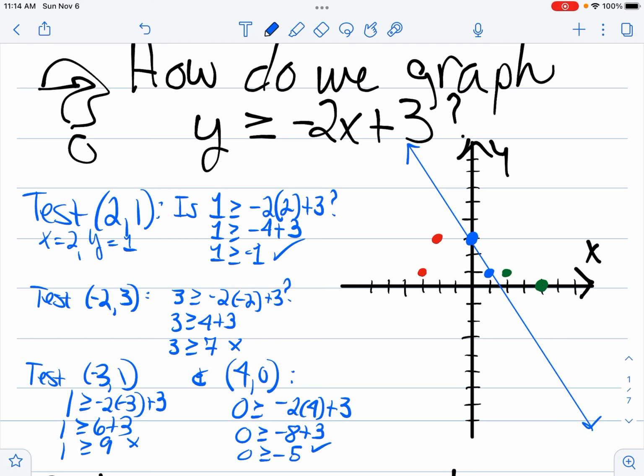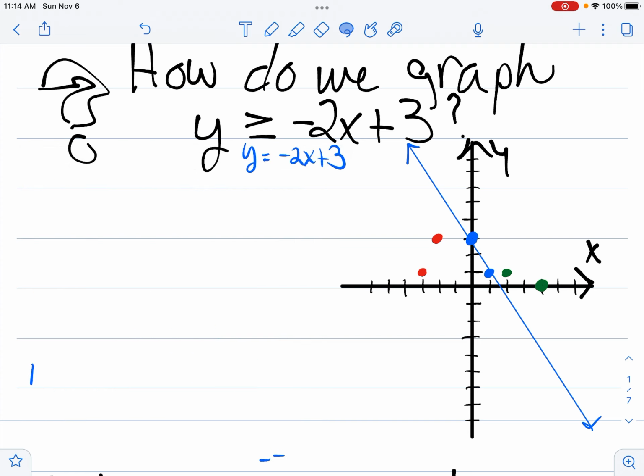The two ordered pairs that were solutions are on the right side of this line, and the two solutions that didn't work are on the left side of this line. For an inequality, the line that we graph, which was an equation, is called the boundary line. So y greater than or equal to negative 2x plus 3. If we change that to y equals negative 2x plus 3, and I'm going to get rid of all this work that we did because we don't need it anymore, then this becomes what we call a boundary line.